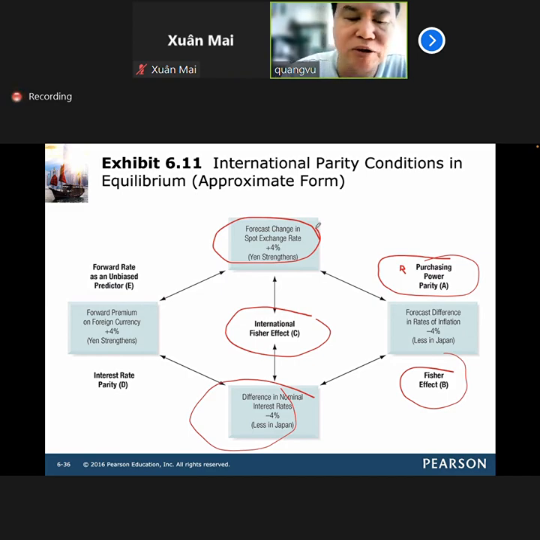Also, based on the same input, the difference in nominal interest rate between Vietnam and the United States, you can calculate the forward rate between the Vietnam dong and the US dollar today. You can tell whether international investors are selling the dollar forward at a premium or discount.